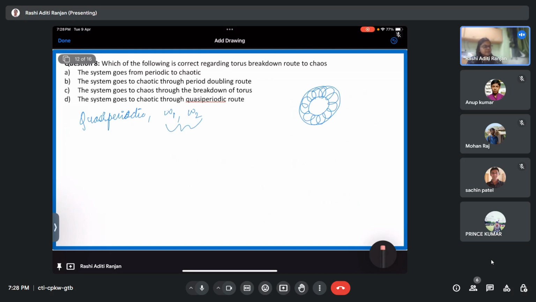If my system was having a quasi-periodic behavior, its Poincare section should be a closed loop, correct? As I was increasing the parameter, what would happen? If I was increasing my parameter, this quasi-periodic system was having doubling of the period. If you remember, there was this period doubling of the quasi-periodic route.